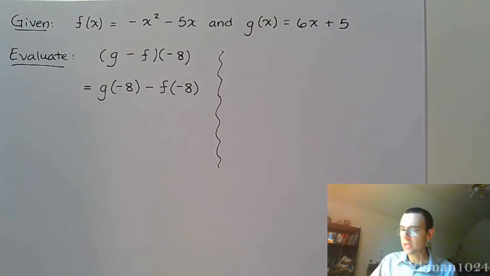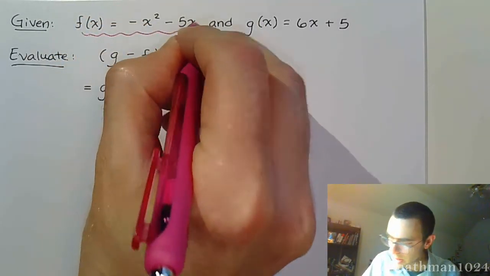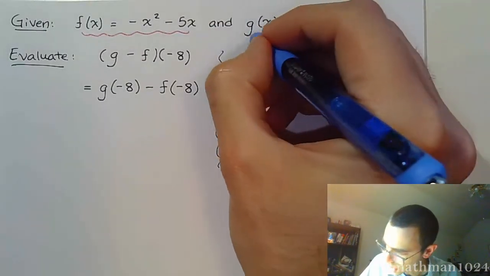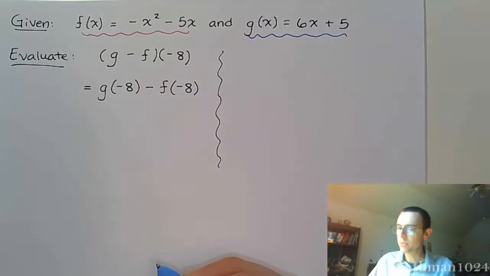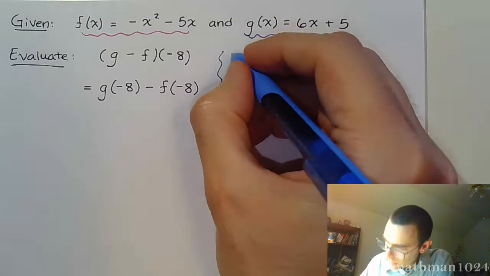All right, so off to the side, we're going to break these guys down. Now, you know me. F is going to be pink. G is going to be blue. And so the first thing I need to do here is find g of negative 8.